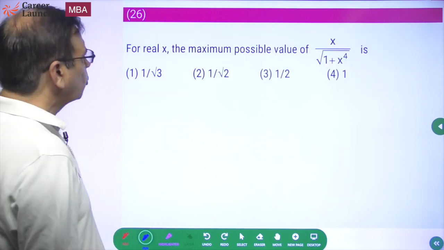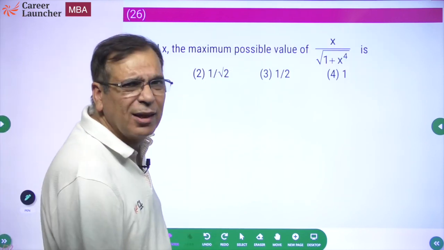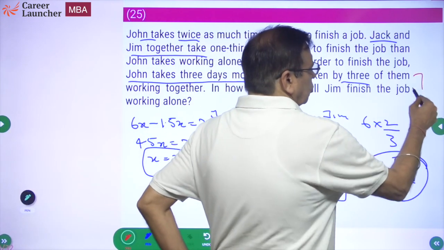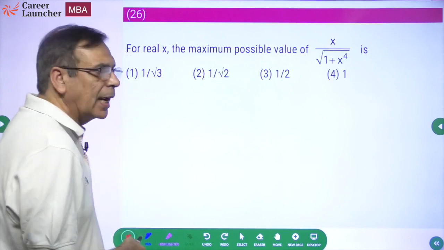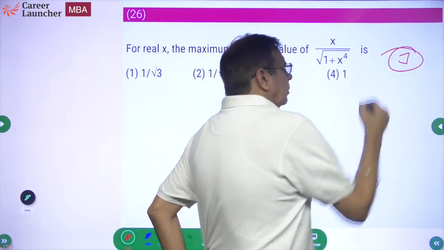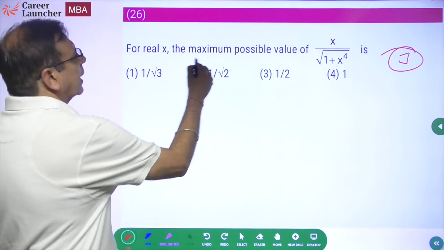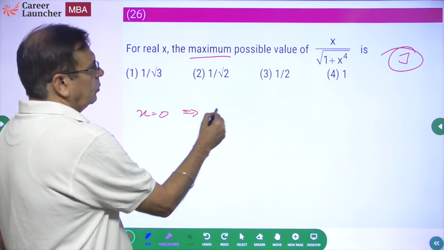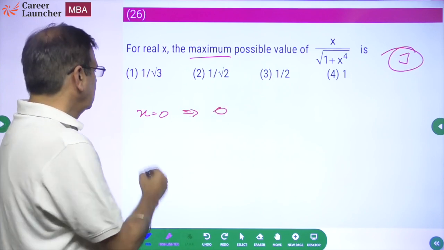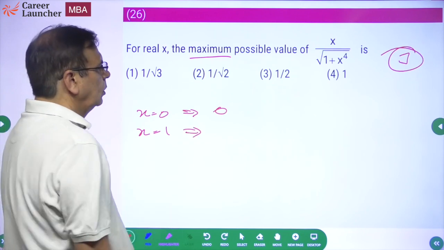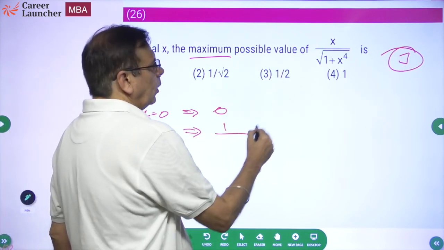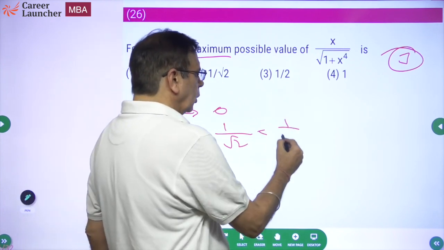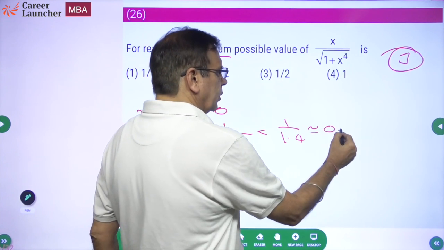Okay. Last question. These are very good questions. We'll just substitute the value of x and go on. Okay, I forgot to write. This is my jugaad, work with percentages rather than time, amount of work. Substitute. We want the maximum possible value. If x is equal to 0, what will this become? 0. Right? If x is equal to 1, what do I get? 1 upon under root 2. What is 1 upon under root 2? 1 upon 1.4, which is approximately 0.7.